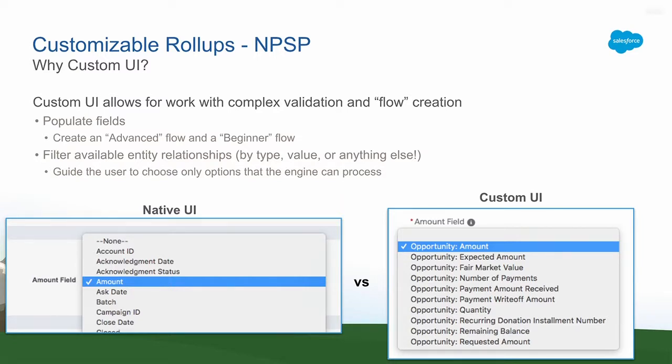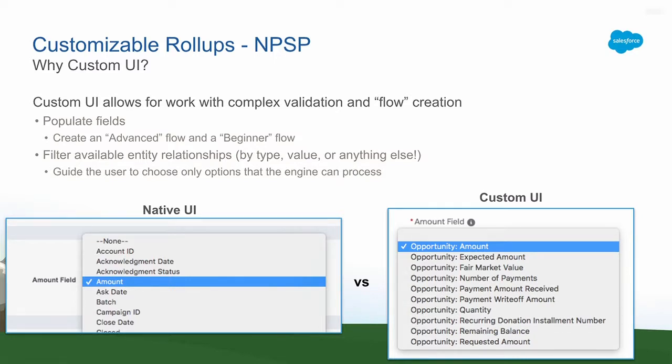Bingo, excellent, yes. So in our custom UI, we've filtered the user's options to only number, currency, and percentage fields. So those are fields that make sense in the context of a minimum or a maximum. So say we gave them the native UI, and the user went in and selected campaign ID, for instance. And our engine is like, what is a minimum campaign ID? It makes no sense. Our engine wouldn't know what to do with that.